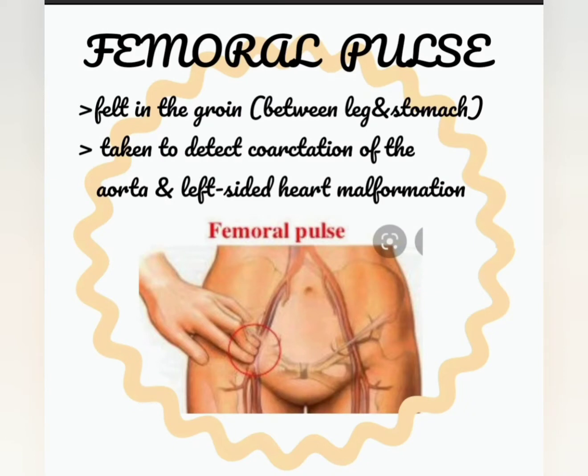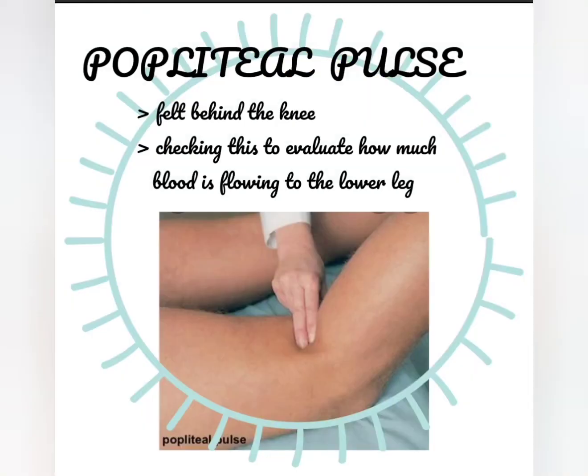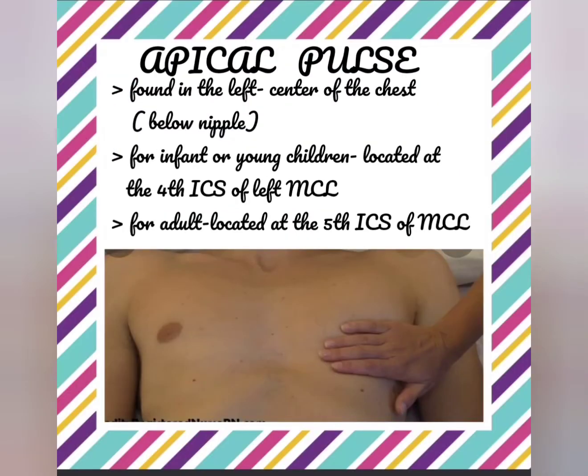Femoral pulse, felt in the groin between the leg and stomach, taken to detect coarctation of the aorta and left-sided heart malformation. Popliteal pulse, felt behind the knee, checked to evaluate how much blood is flowing to the lower leg. Apical pulse, found in the left center of the chest or below the nipple. For infants or young children, it is located at the fourth ICS, or intercostal space, of the mid-clavicular line. And for adults, it is located at the fifth ICS of the mid-clavicular line.